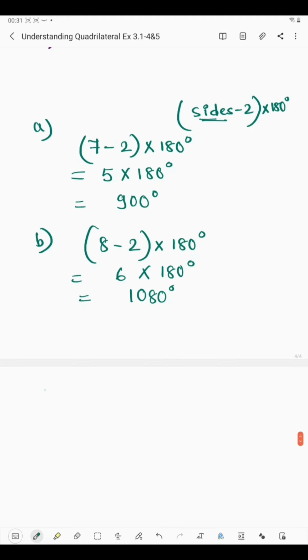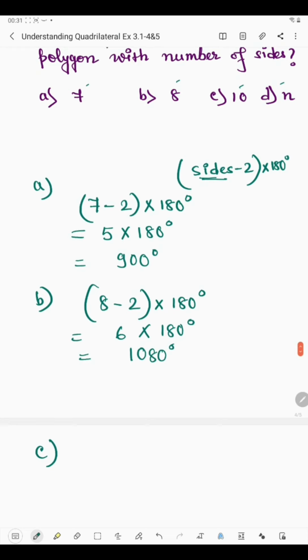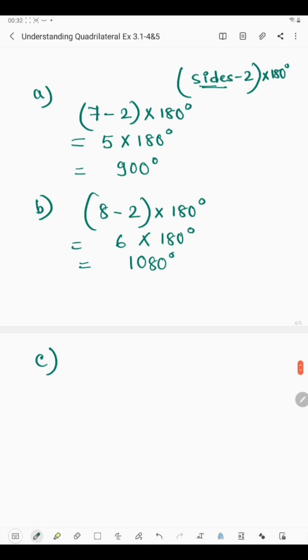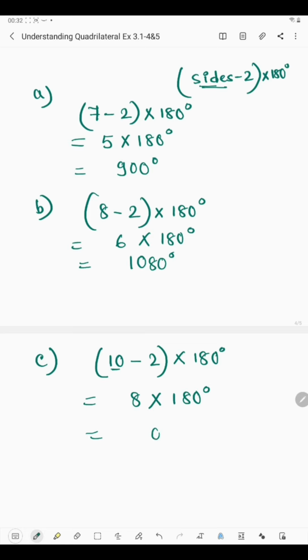Okay. Now coming to the C part. If the number of sides is 10, then what will be the sum of angles? Okay. So again 2 should be subtracted from the number of sides, which is 10 here, and this will be multiplied by 180 degrees. So 10 minus 2 is 8 into 180 degrees. So 8 zeros are 0, 8 eights are 64, 4 and 6 carry, 8 ones are 8, 9, 10, 11, 12, 13, 14. So it's 1440 degrees if the number of sides is 10.